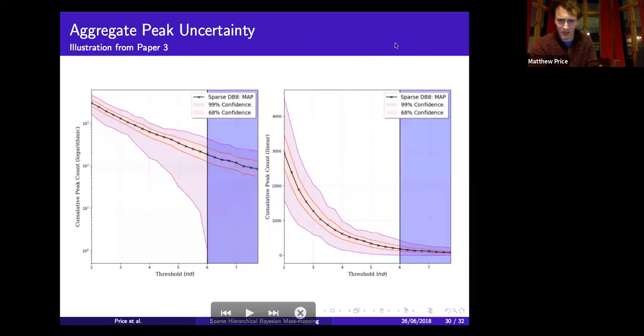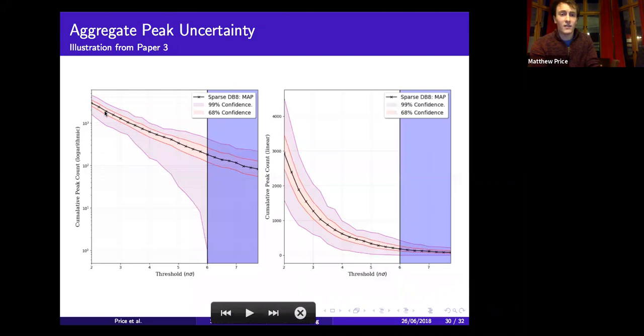But we also did it with slightly more realistic noise levels, though still somewhat optimistic. And you can see, as you would expect, all that happens is the error bars grow. The blue shaded region here is just shading the region in which there could, at 99% confidence, be no peaks observed.